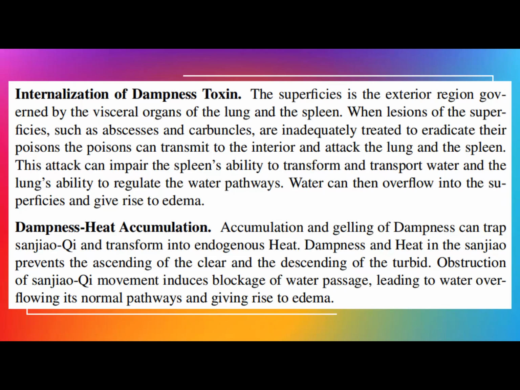Then dampness heat accumulation. Accumulation and gelling of dampness can trap sanjiao qi and transform into endogenous heat. Dampness and heat in the sanjiao prevents the ascending of the clear and descending of the turbid. Obstruction of sanjiao qi movement induces blockage of water passage, leading to water overflowing its normal pathways and giving rise to edema.